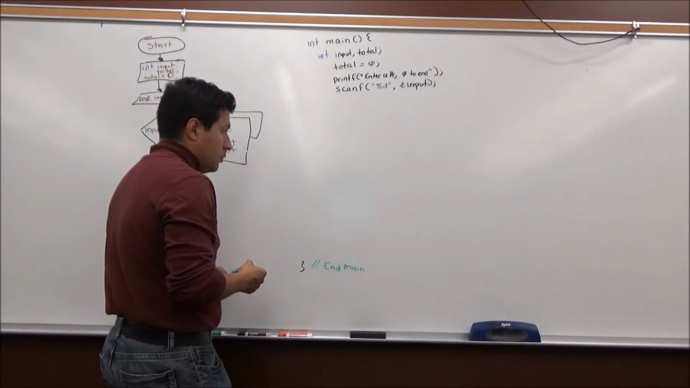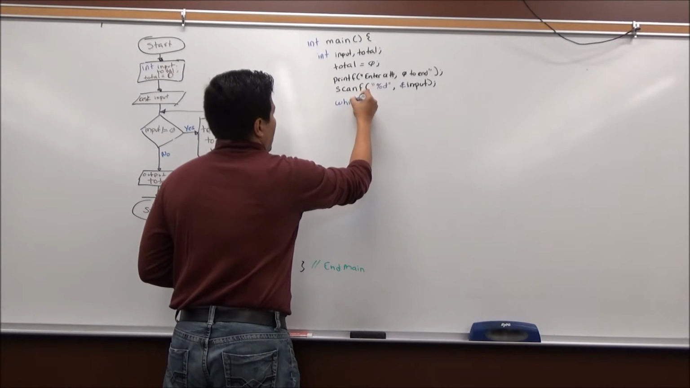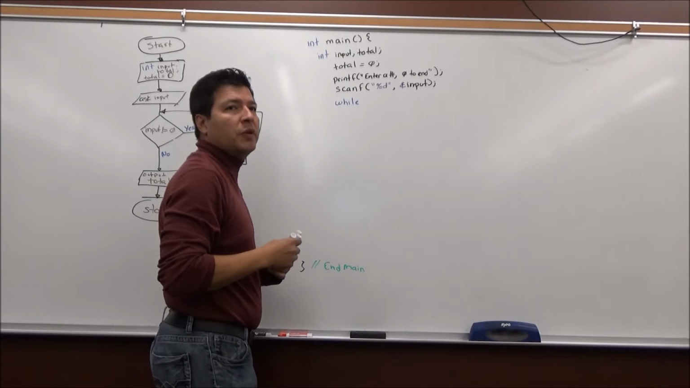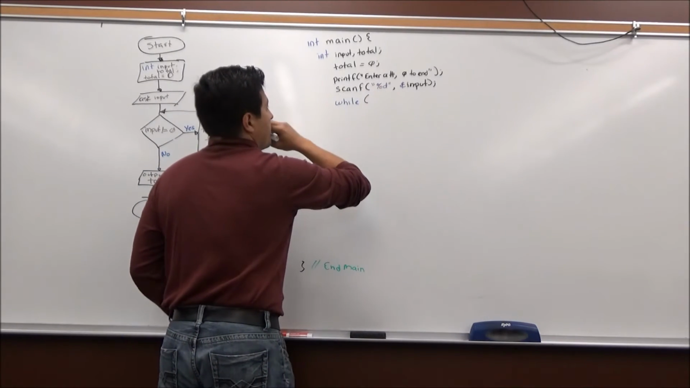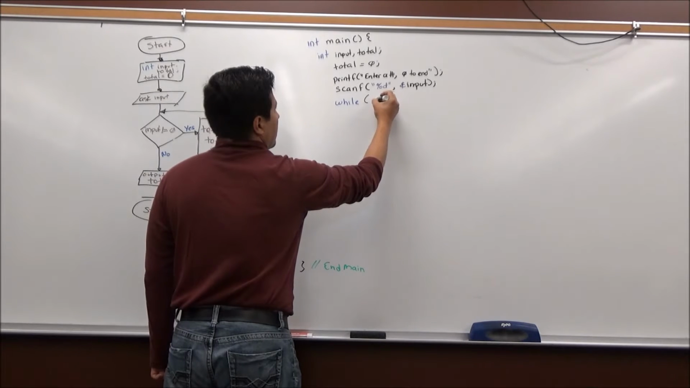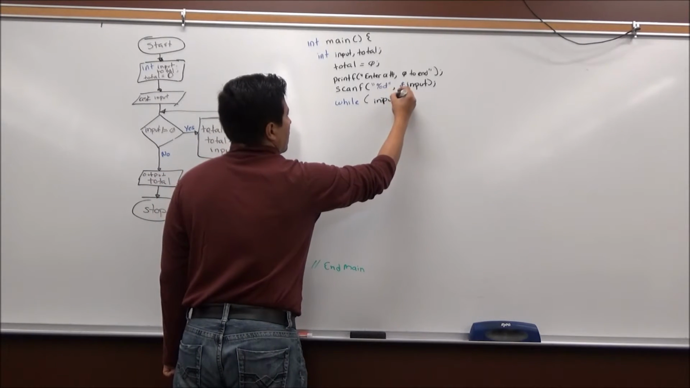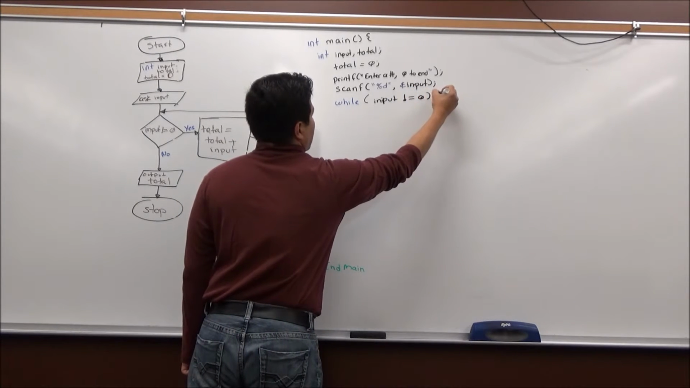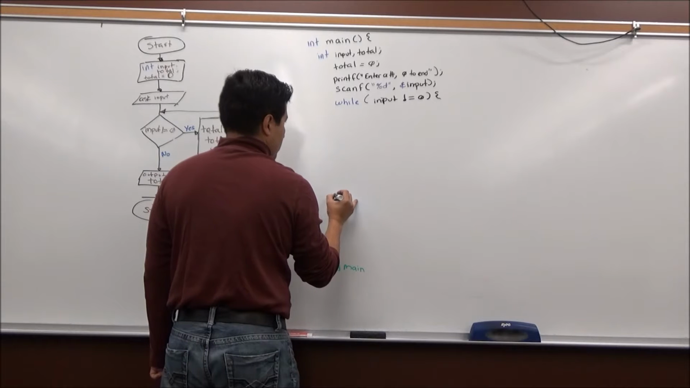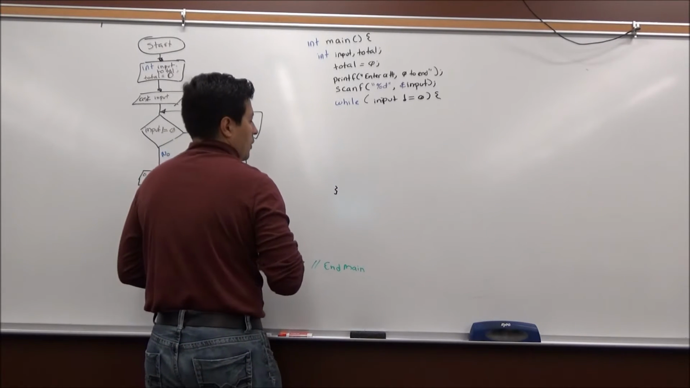So instead of if, I'm going to use the word while, which works the same way. Okay. And then I'll ask if the input is different than 0. And this is my loop.